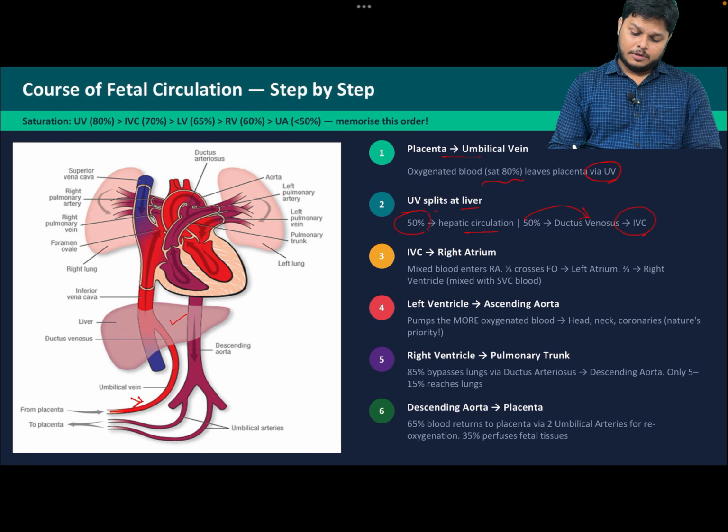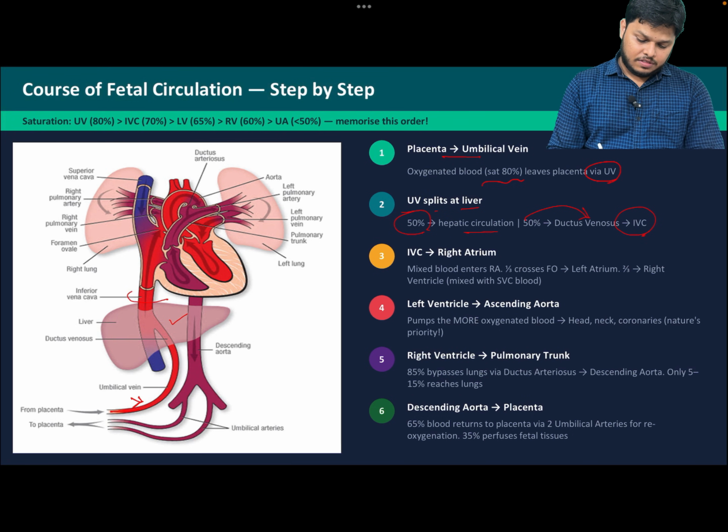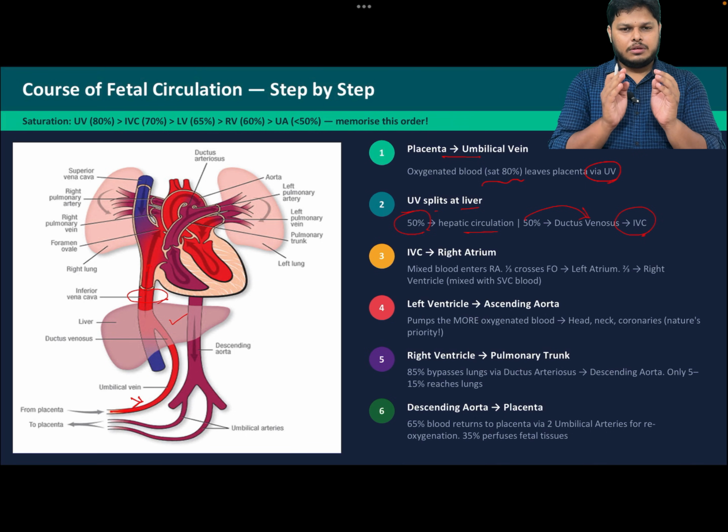Now the inferior vena cava. The blood came from the placenta to the inferior vena cava. Now this part is the inferior vena cava. The inferior vena cava will carry the blood from the lower part of the body. Since the inferior vena cava has also brought the blood from the lower parts of the body, and the blood via the ductus venosus, the blood is mixed, so the saturation will slightly fall.